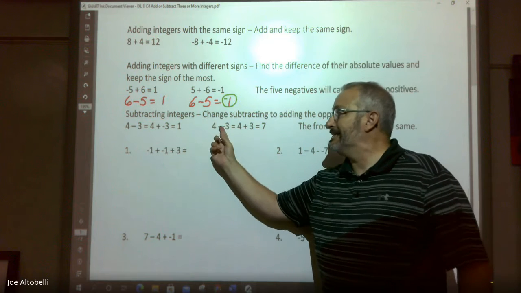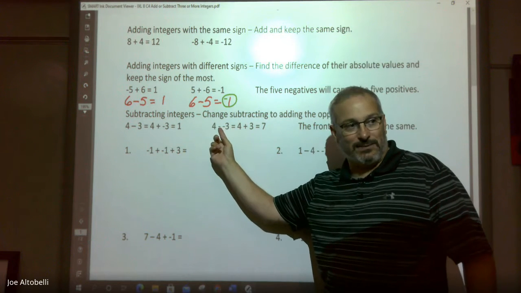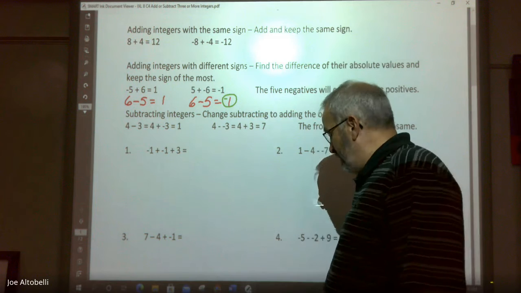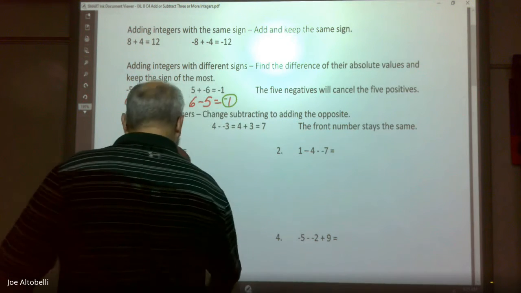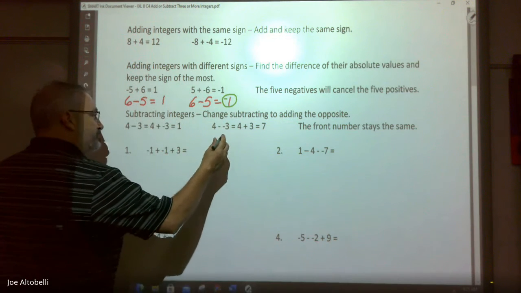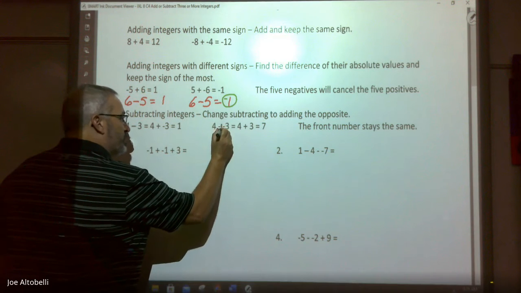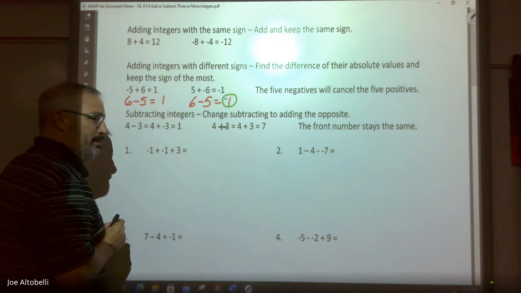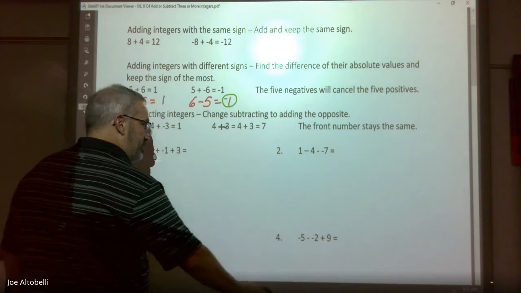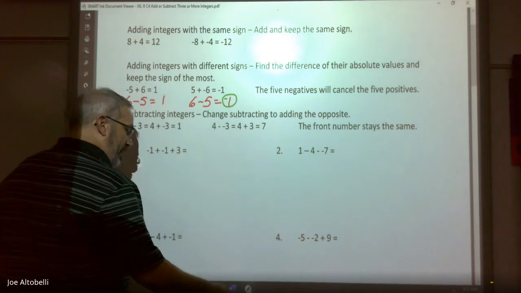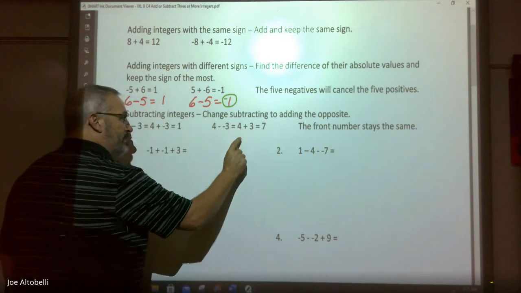If it's got the double negatives like this right here, last year, Mr. Ferguson showed you to just go like that, right? Just 4 plus 3. Okay, well, yep, that's what we get.